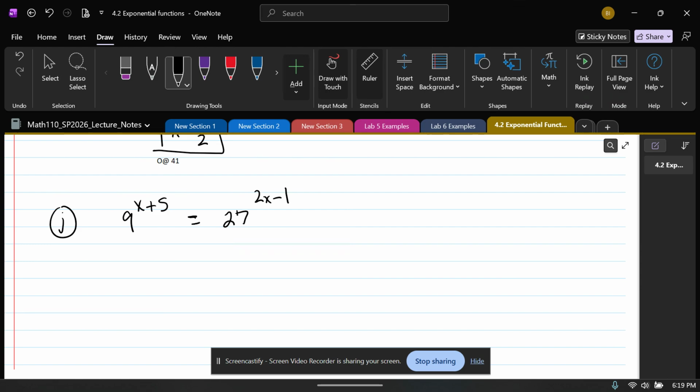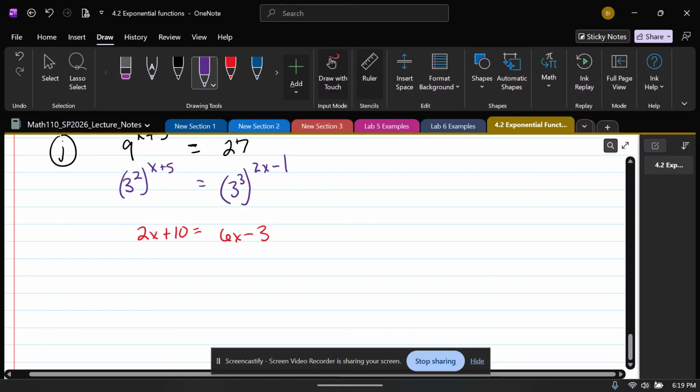3 squared and 3 cubed. Yeah, 3 squared, 3 cubed. So it's a base 3 this time. 3 squared, x plus 5, 3 cubed, 2x minus 1. And then, so what's our equation that we're going to be solving? 2x plus 10 equals 6x minus 3.